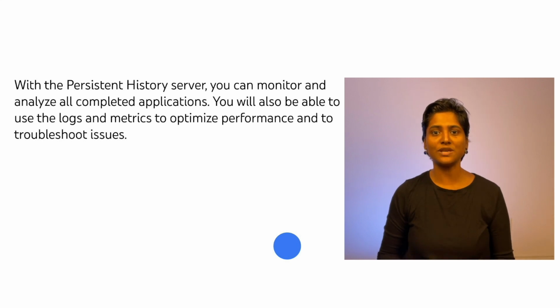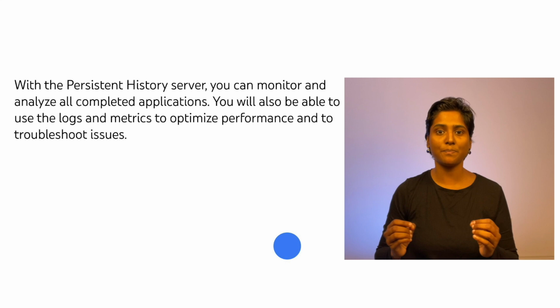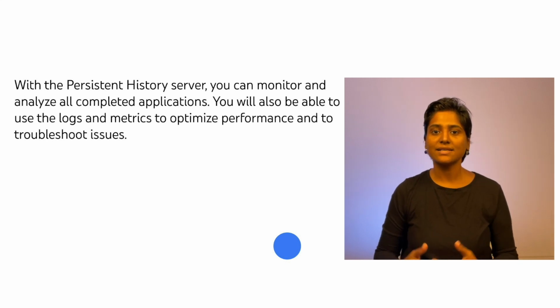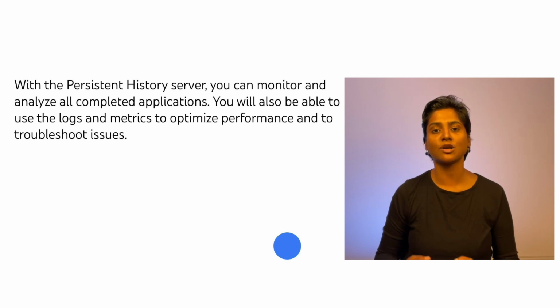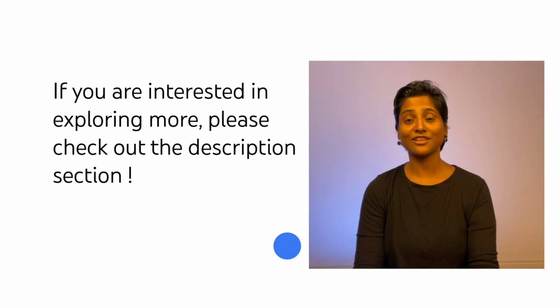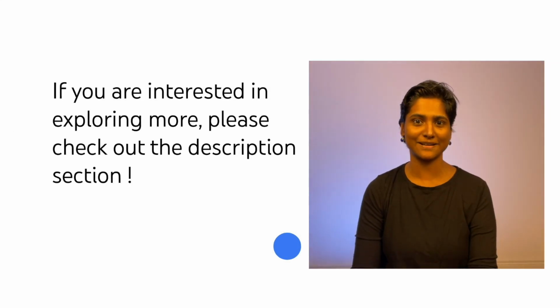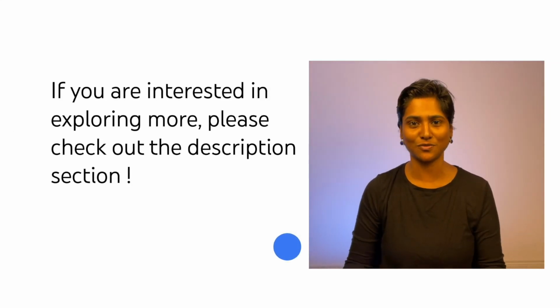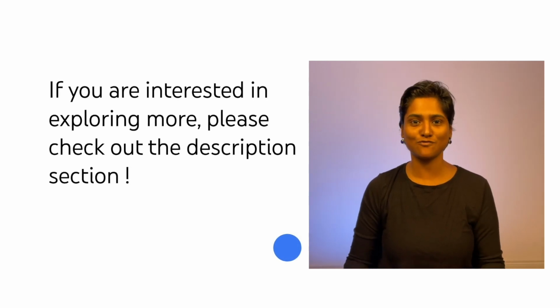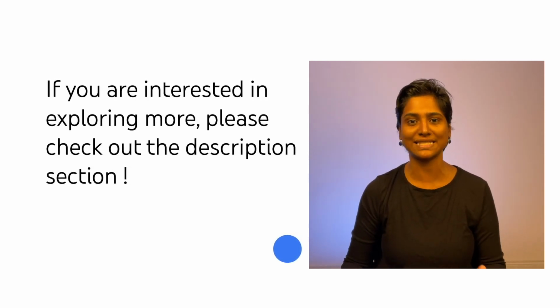In this video, we saw what a persistent history server is, how to configure a persistent history server, and some of the best practices. A persistent history server is important for troubleshooting issues and engaging Google Cloud technical support to troubleshoot and explore. You can also use the logs to optimize the performance. There are various other scenarios to consider when setting up a persistent history server. I am sure this video sets the foundation to get started.